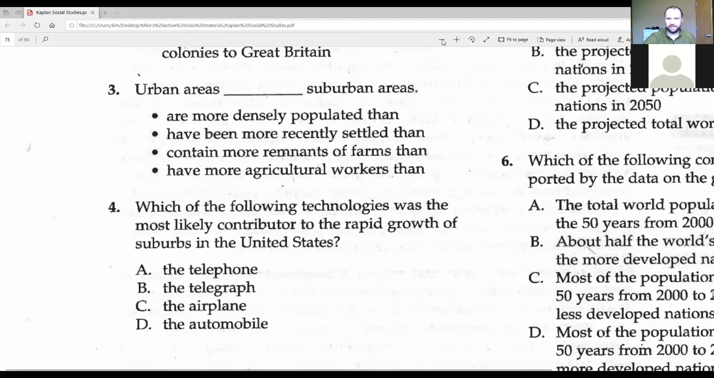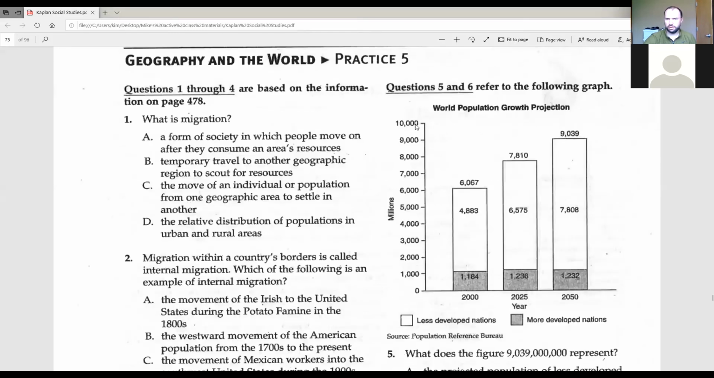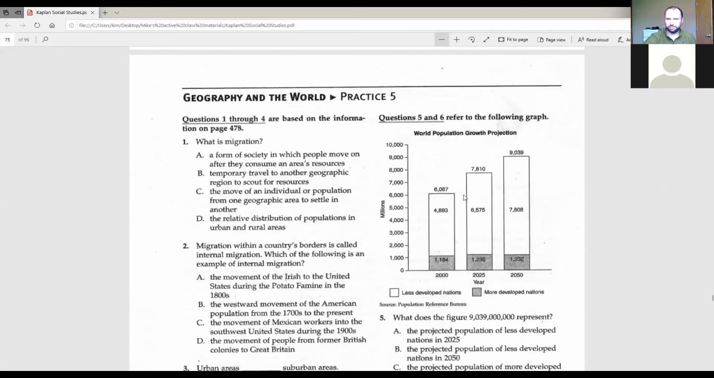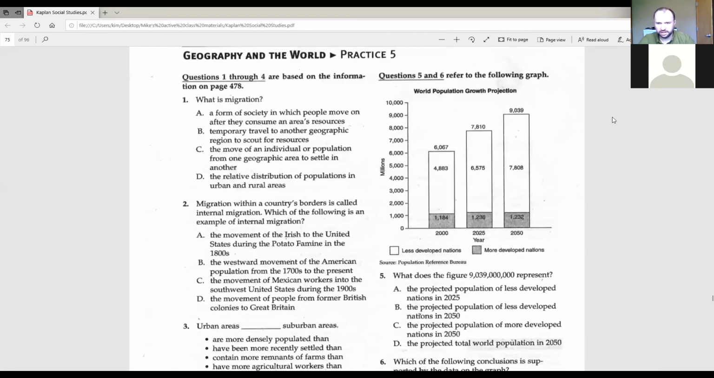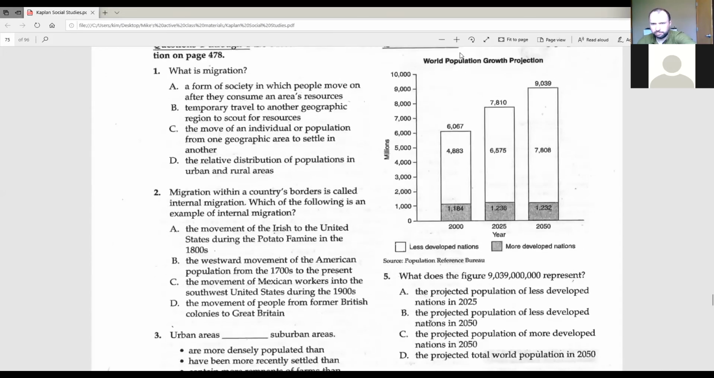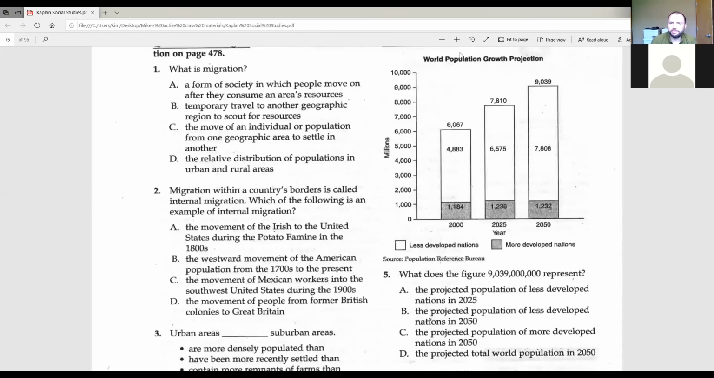Numbers 5 and 6 talk about this graph here. Zoomed out. Okay. Hopefully that's not too far zoomed out for you to see. All right, so number 5 and number 6 both refer to this graph, and the graph is titled World Population Growth Projection.